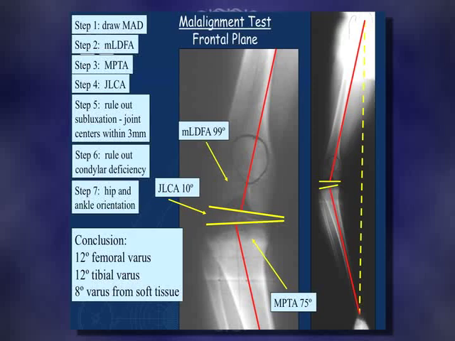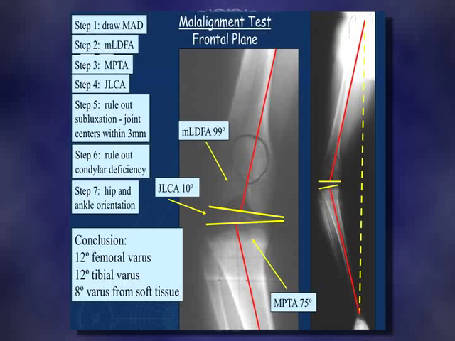But we're not quite done. We said, all right, we got a femur problem. We got LDFA of 99, that's bad. MPTA of 75, that's bad. What else do we have? Well, last step is look at the joint line convergence angle, and measure that.